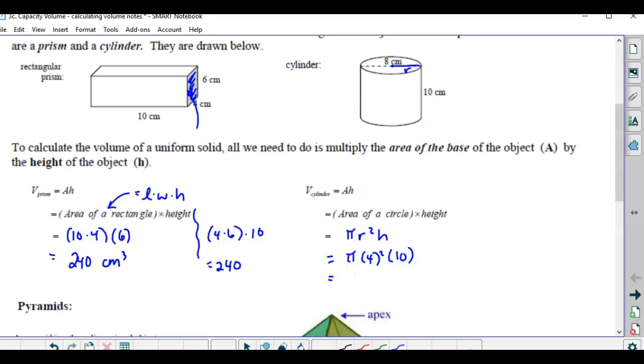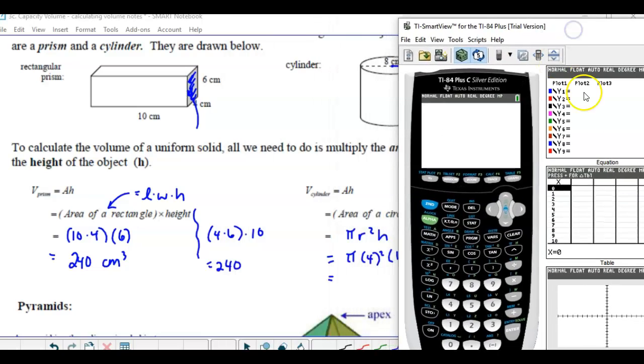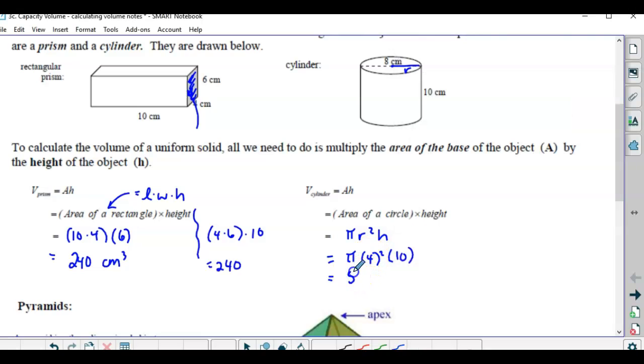Okay, so get out your calculator. So you're going to have pi times 4 squared times 10. Okay, and that's 502.7 to the nearest tenth. And that is centimeters cubed as well.